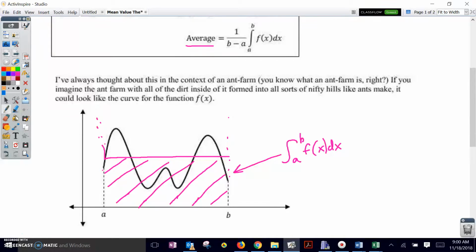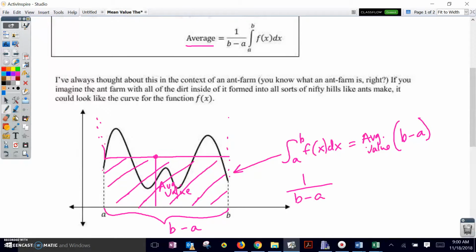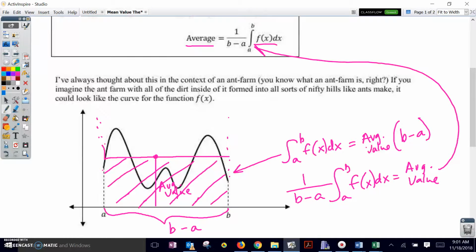And the other way that we can find this rectangle is by looking at the height of this rectangle, which represents the average value, times the width of this rectangle, which is represented by the quantity b minus a. And so the value of the integral is equal to the average value times the quantity b minus a. And so solving for average value, we get 1 over b minus a times the integral from a to b of f of x dx. And that's where this formula up here comes from. Alright.